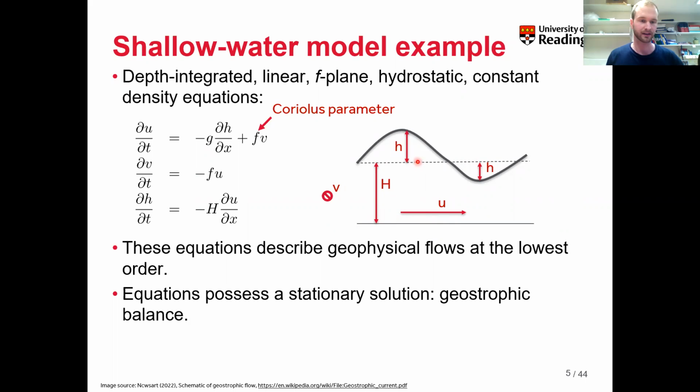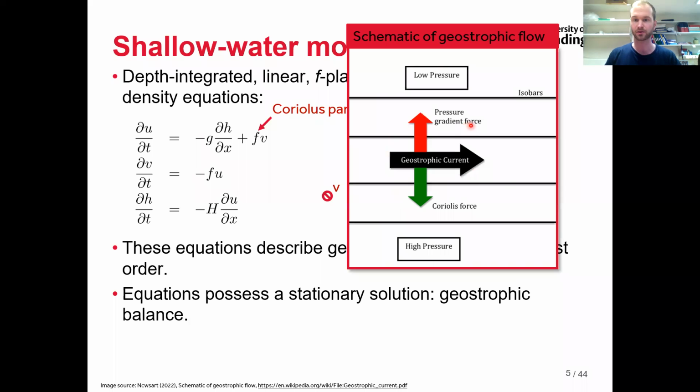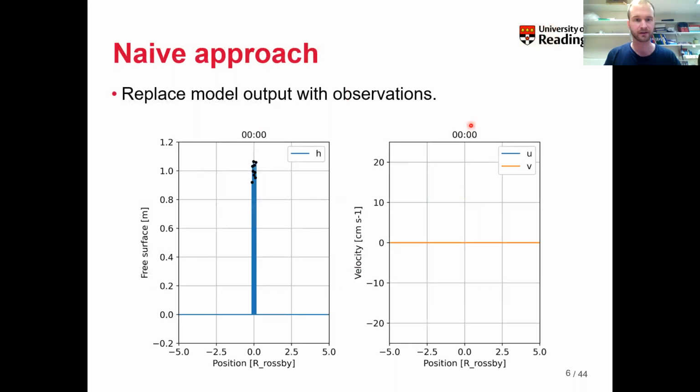And the important thing is that these equations have a stationary solution, which is called geostrophic flow, in which the gradient in the pressure stemming from the slope in the ocean surface is balanced by the Coriolis force. So suppose we've got some observations of our ocean, the height of the ocean surface, and we want to assimilate those in a model. The naive approach would be just to take the observed value and replace the model value at the grid point closest to the observation with the observed value.